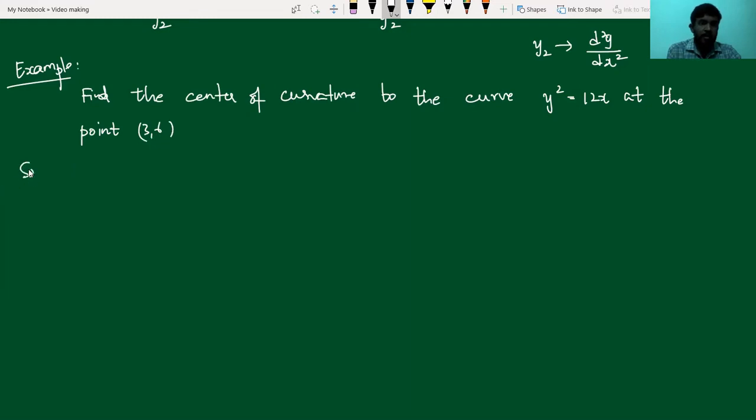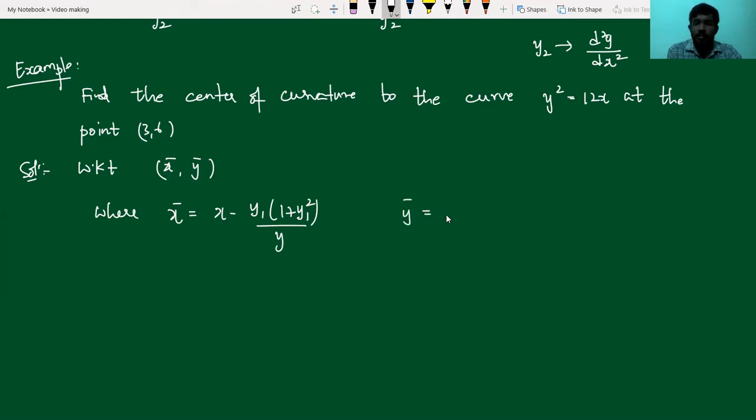Moving to the solution part, clearly we know that the center of curvature is given by (x bar, y bar), where the expression for x bar is nothing but x minus y1 into (1 plus y1 square) divided by y2, and the expression for y bar is y plus (1 plus y1 square) divided by y2.